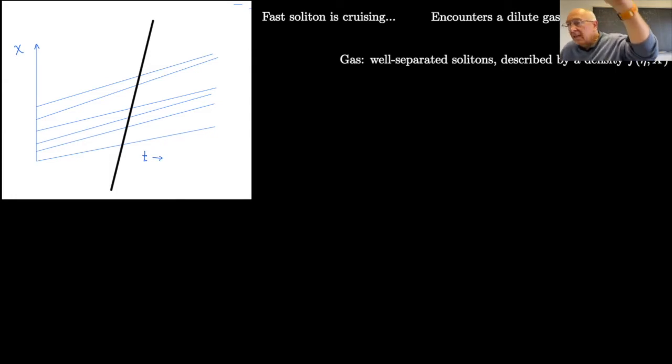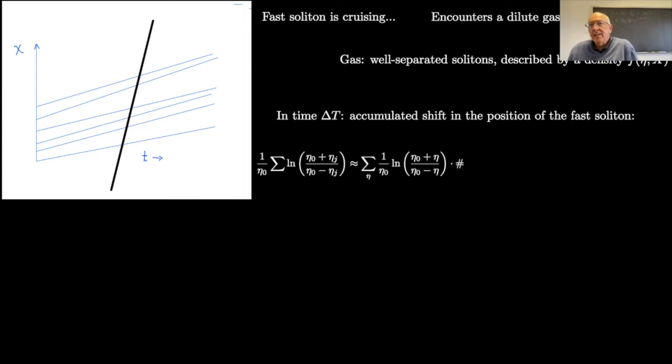And then there's the black line, which is the position of a fast-moving soliton that's blasting through this collection of solitons. Each time the black line crosses a blue line, it picks up a little kick in velocity. And these blue lines, maybe they're described by a density. And now in a small time window, delta t, it's not clear what that means, but let's say it's not so long and not so short, so that you do encounter a large number of these blue solitons in that time window.